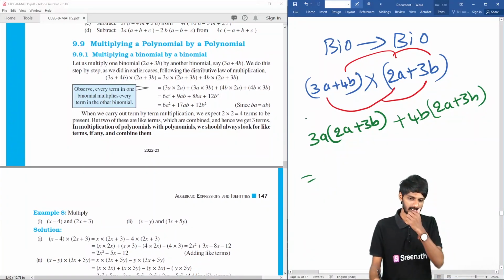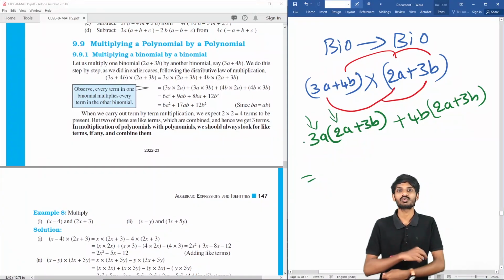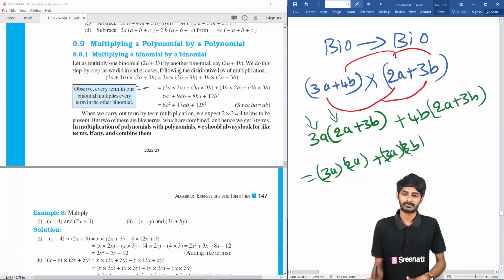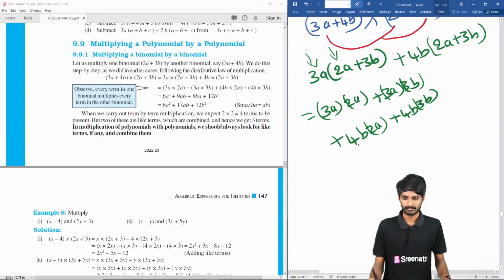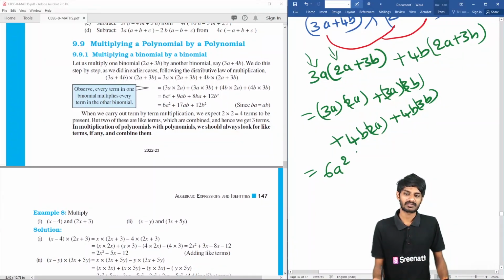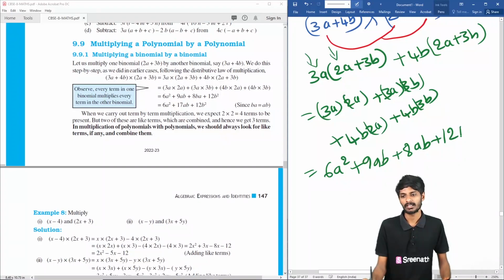So now it is a binomial and a binomial, so it becomes monomial by binomial multiplication. Each term of the binomial is multiplied with the monomial. So it is 3a into 2a plus 3a into 3b plus 4b into 2a plus 4b into 3b. So 3a into 2a is 6, a into a is a square, and 3a into 3b is 9ab, plus 4b into 2a is 8ab, plus 4b into 3b is 12b square.